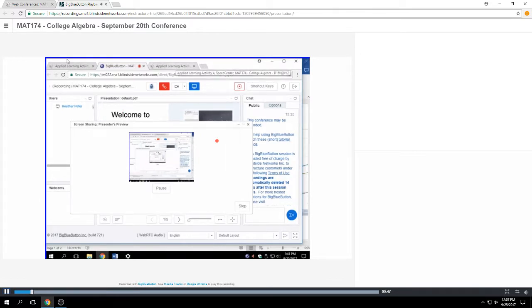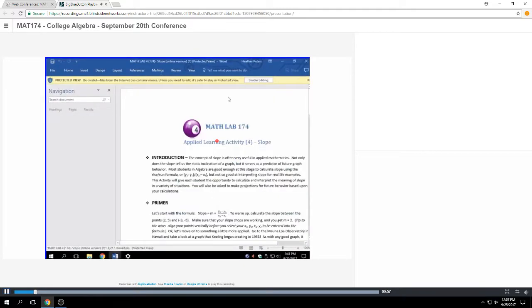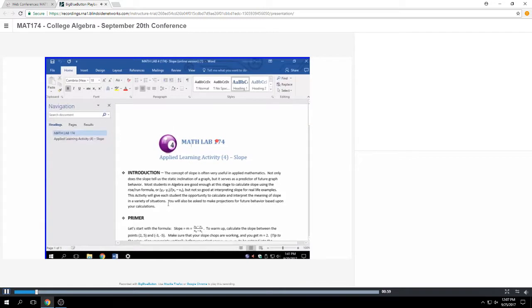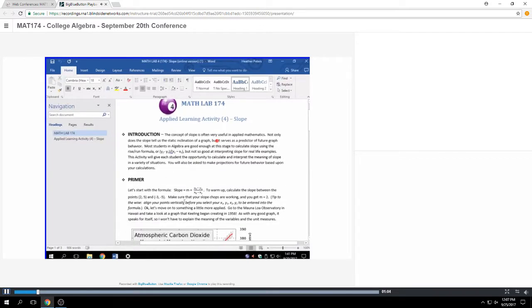If you go to the Applied Learning Activity 4, that's the one about slope for this week, and click on it, it's going to take you to an activity about slope. So just a reminder, there's a little introduction here and a reminder of the slope formula. The slope is the change in y over the change in x. You can find that if you have 2 points by taking y2 minus y1 over x2 minus x1. In the primer, there's a little example.